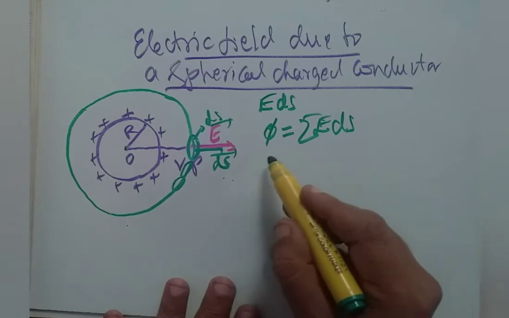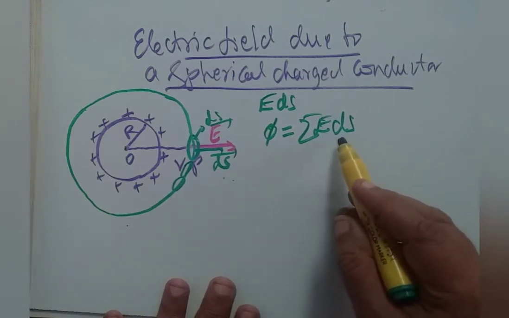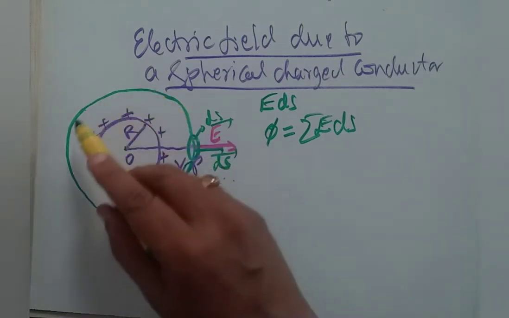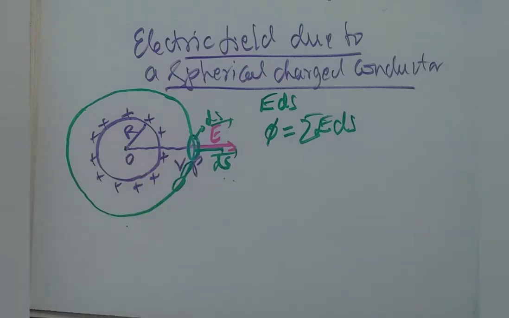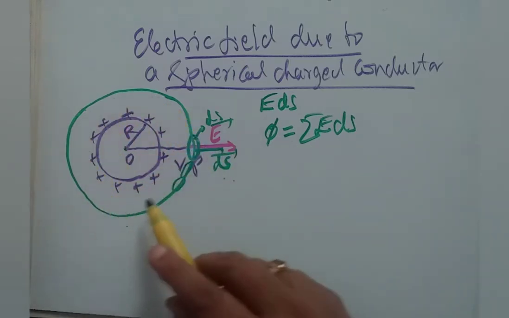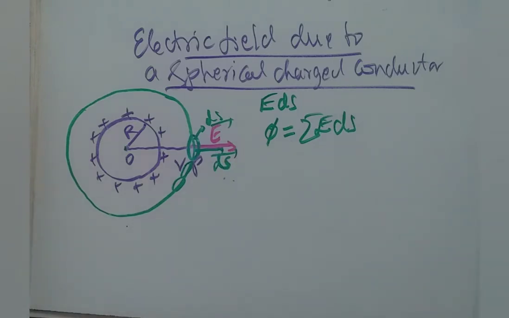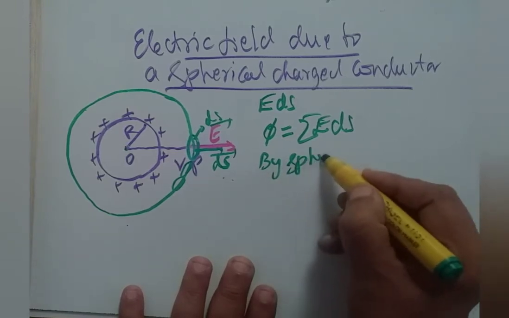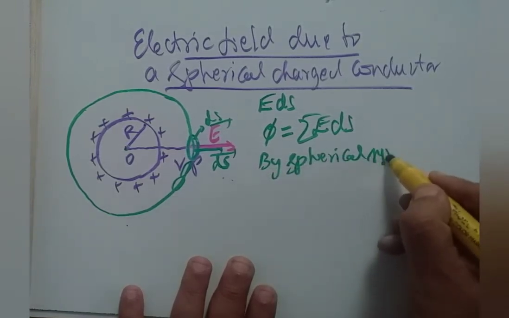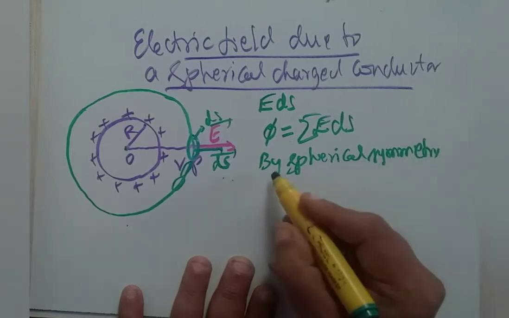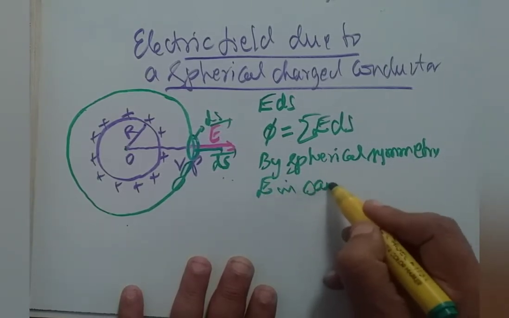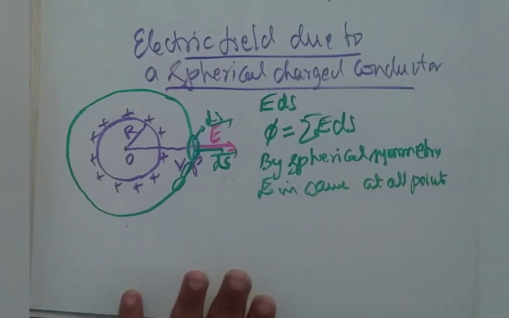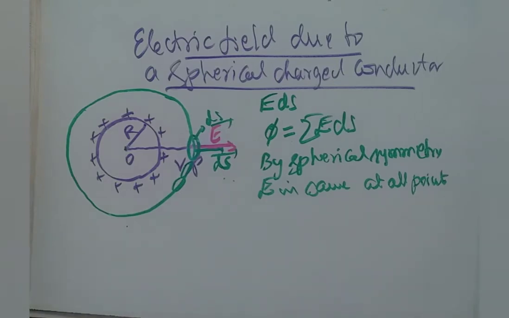Now, we have to calculate what is E and what is ds. As all the points on the Gaussian surface lie at the same distance from the center, the electric field intensity should be the same at all points on the Gaussian surface. That's what we call spherical symmetry. We can write: by spherical symmetry, E is same at all points. Please remember to write this point exclusively when you write it in the exam.